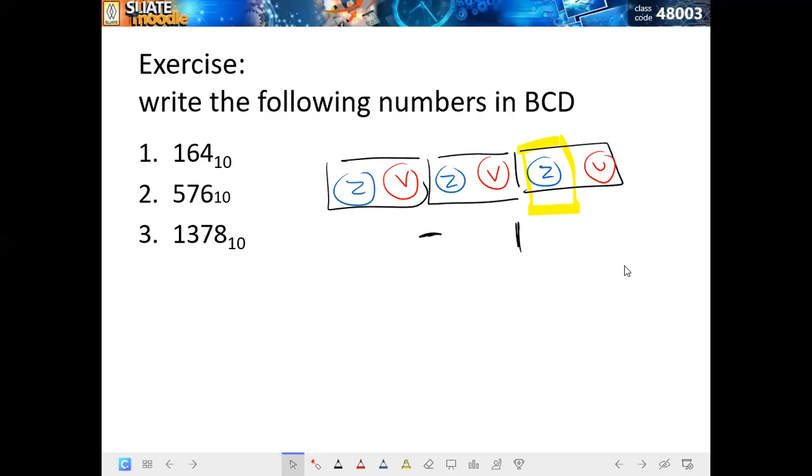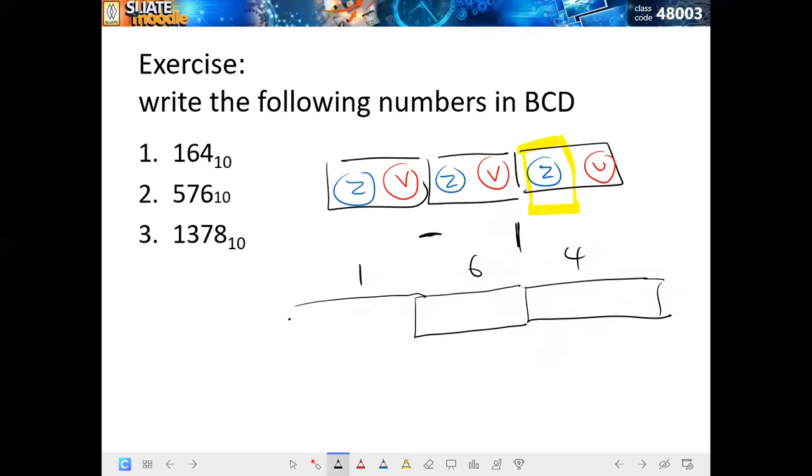Okay, then we will see the answer. The number is 164. I asked you to represent it in 3 bytes. That means we need 3 blocks: 1, 2, 3. Then I am going to put the values.